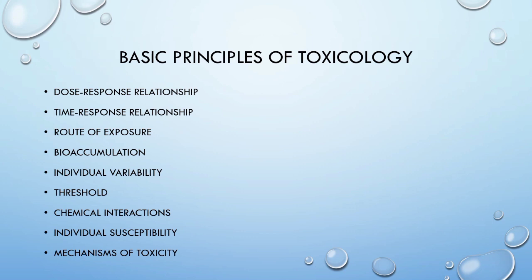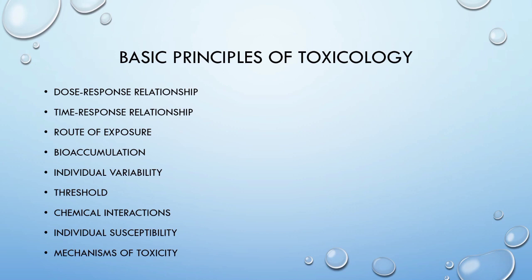Now, chemical interaction. The presence of one or more chemicals in the body could affect or regulate the toxic effects of another chemical. It could either increase or decrease the effect. I'm going through this later in detail. Individual susceptibility: depending on their age, gender, genetics, or pre-existing health conditions, this could affect their susceptibility to these toxins and their effects. Now, the mechanism of toxicity.